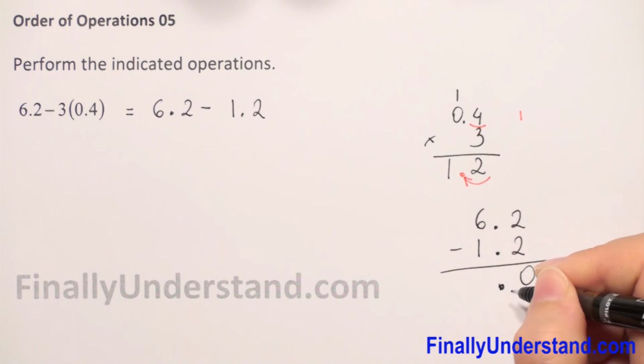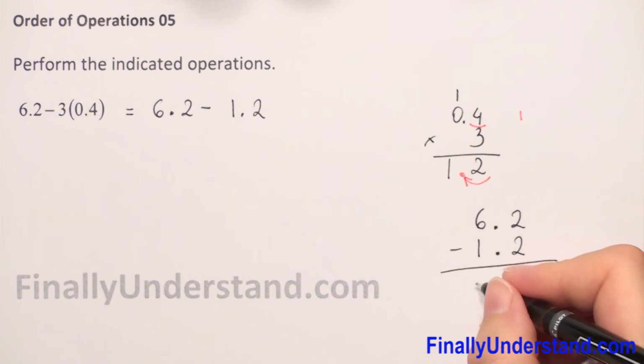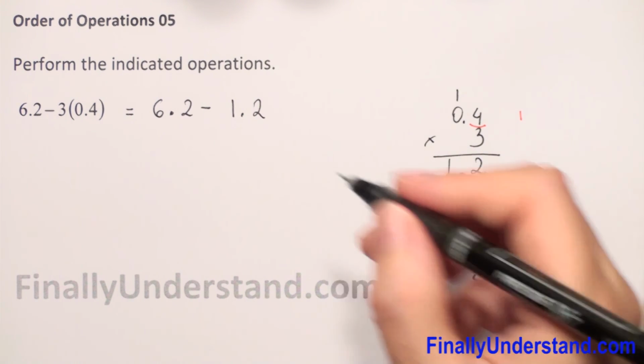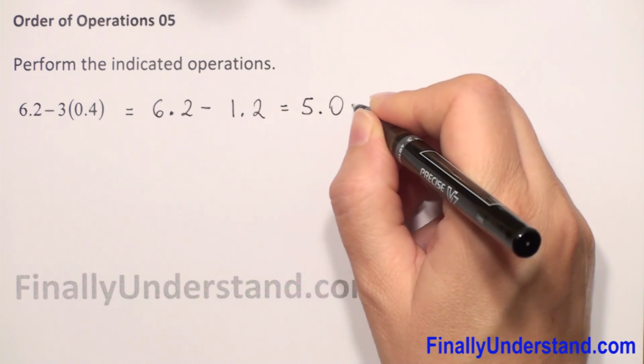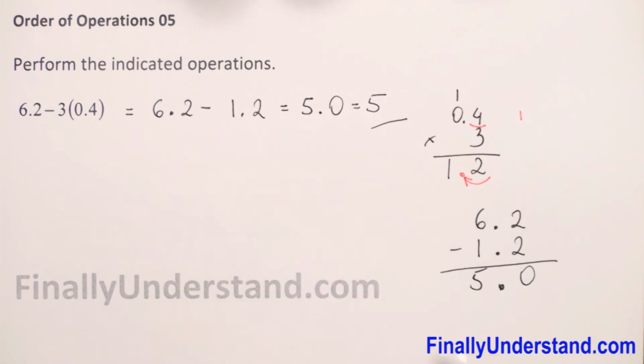The decimal point we copy exactly in the same column. 6 minus 1 is 5. So we have the solution 5.0, or you can write only 5. This is my solution.